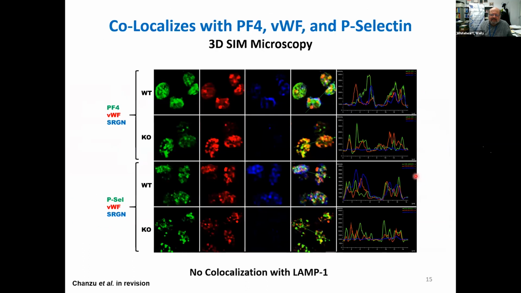Now, we confirmed Dr. Schick's original observations and showed that this serglycin molecule, or proteoglycan, co-localizes with platelet factor 4, von Willebrand factor, and P-selectin, indicating that it actually is in the alpha granules, which they originally reported. We saw no localization with LAMP1, which is a marker of lysosomes. So we're pretty sure that it's in alpha granules.